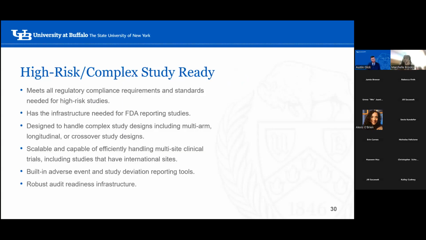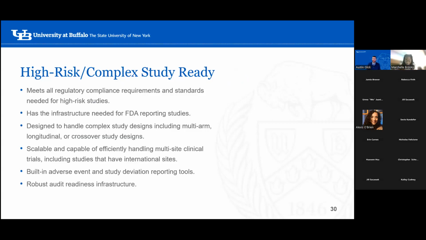It is high risk and complex study ready. It meets all the regulatory requirements for high risk studies. It has the infrastructure needed for FDA reporting studies. That's very important. FDA reporting has a lot of requirements. You have to submit certain data types. You have to submit them in certain timelines. And this system is ready to handle an FDA reporting study.